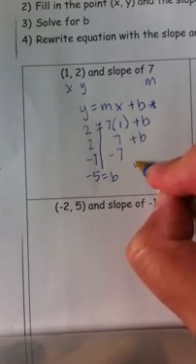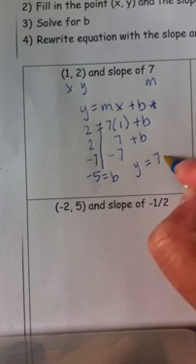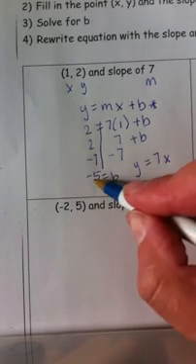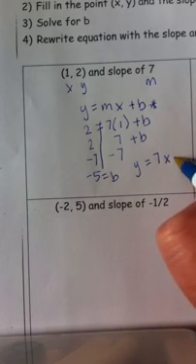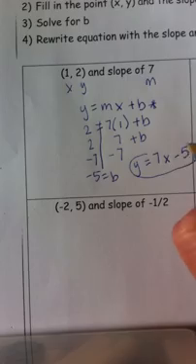So we're going to write y equals m, which is 7, x, plus b. But since it's negative, we're going to write -5. And we are done. Okay, let's look at another one.